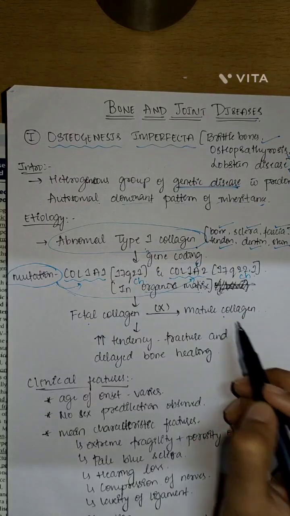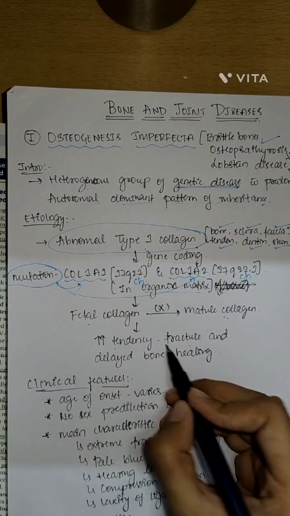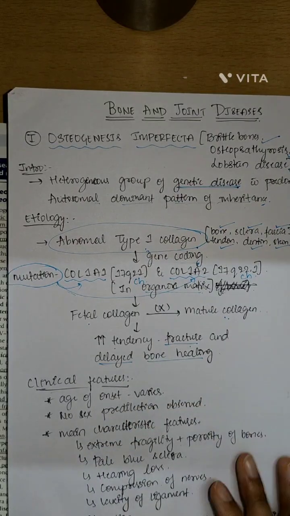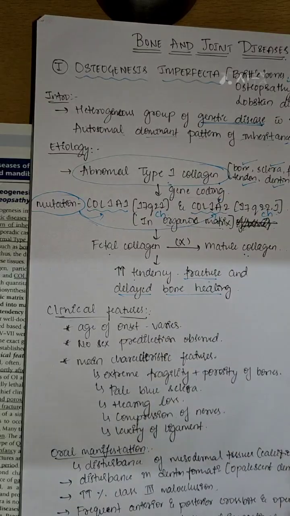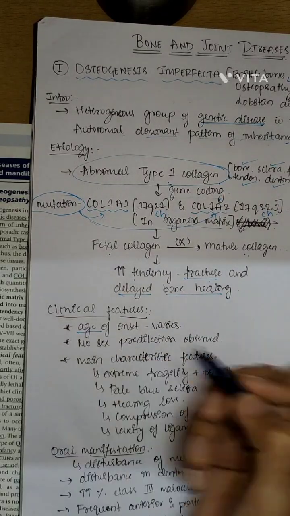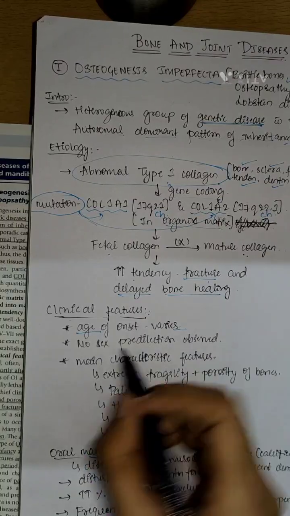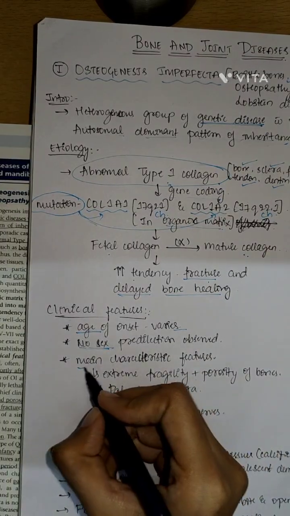Basically, failure of the transformation of this fetal collagen to the mature collagen causes increased tendency of fracture and delayed bone healing. Coming to the clinical features, age of onset varies. It often is in the stillborn, or the affected babies die shortly after birth. There is no known sex predilection observed.